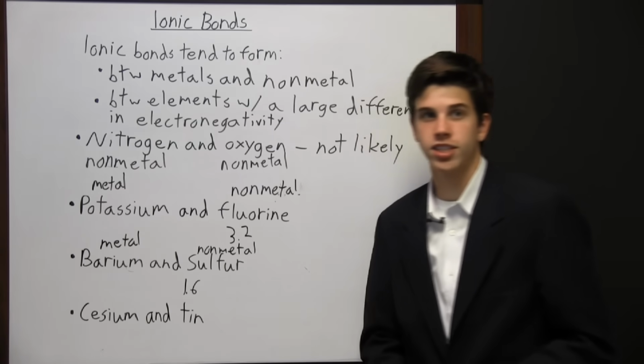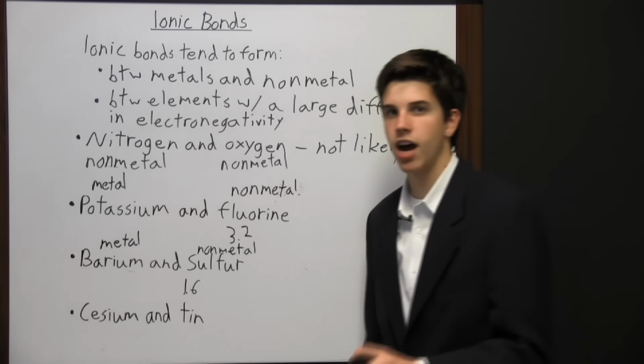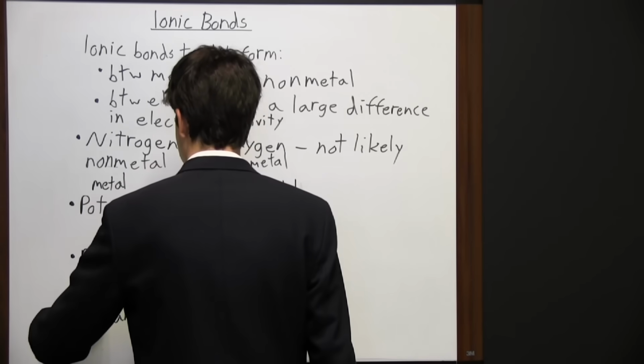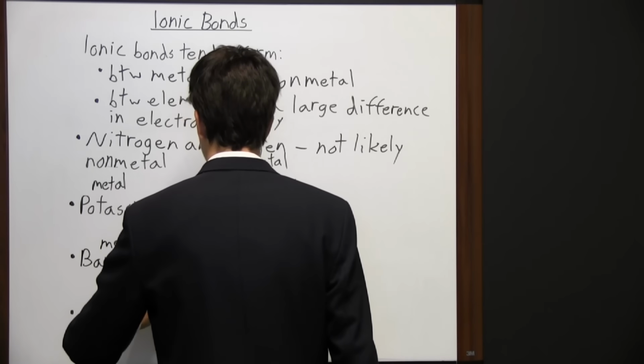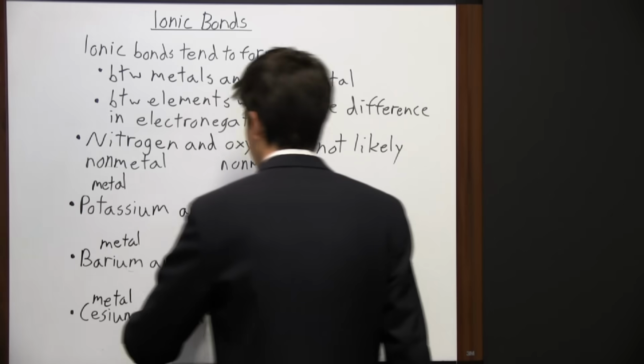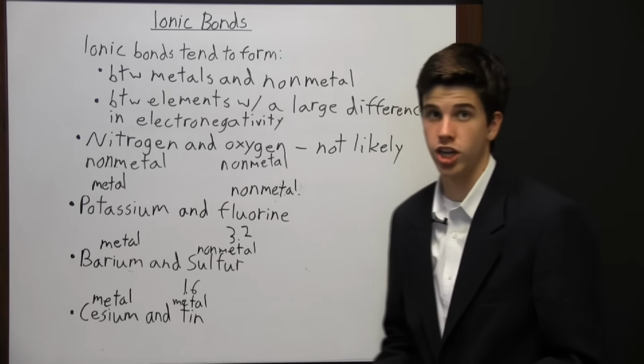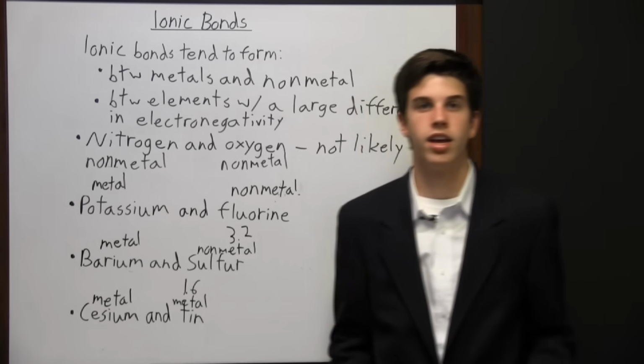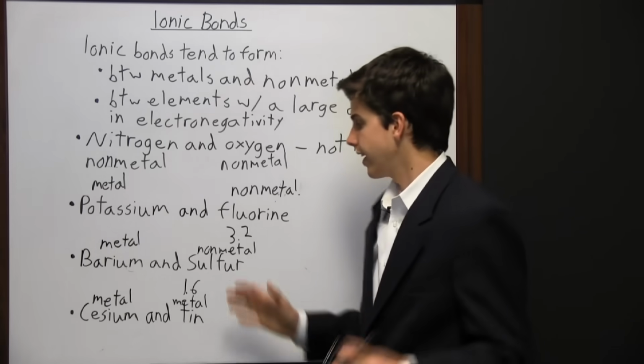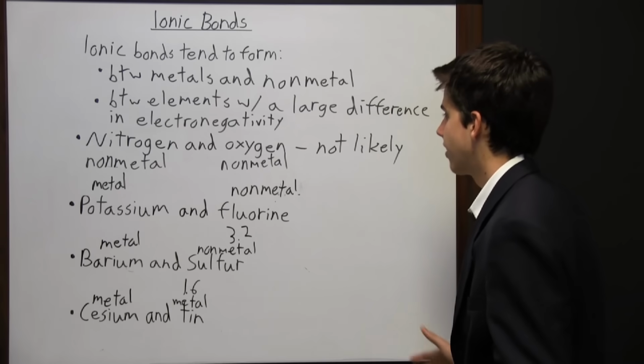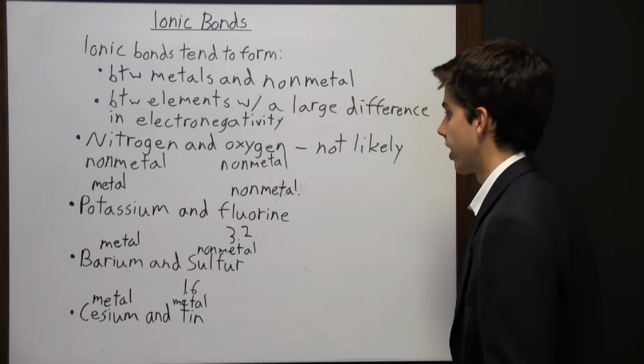Now finally, we have cesium and tin. And cesium is an alkali metal. And then I'm sure you can guess that tin is a metal. So here we have two metals interacting with each other, so it's not between a metal and a nonmetal. So cesium and tin are not likely to form ionic bonds.